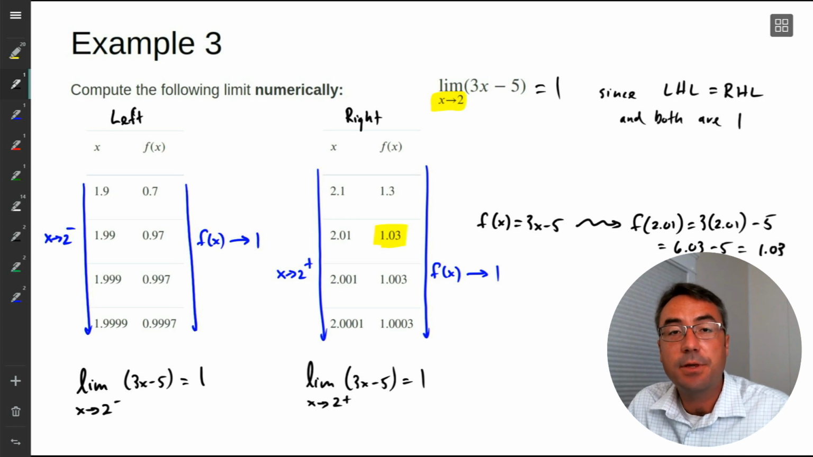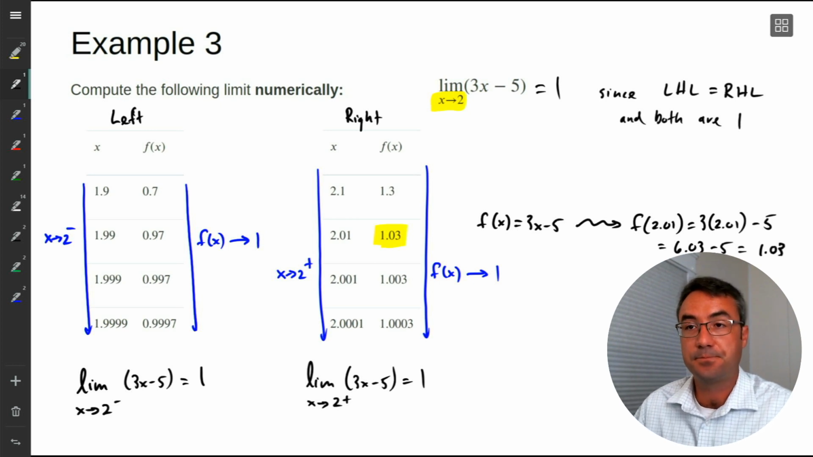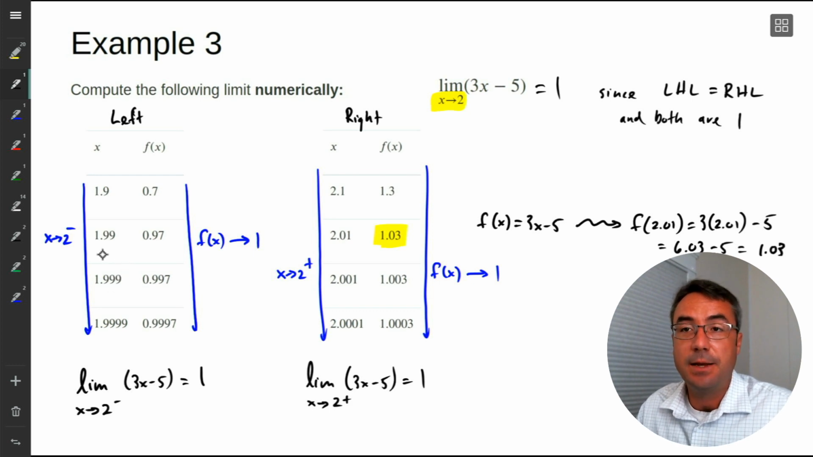So this is how we would calculate a limit numerically. We would produce these table of function values. Now, we might have used different x's for the left and for the right, perfectly fine, but we probably would have seen a very similar type situation going on.